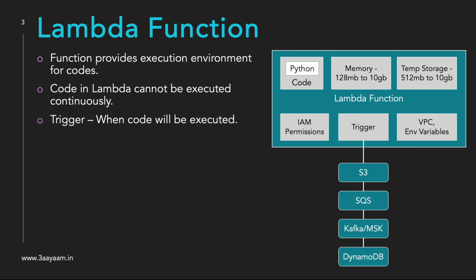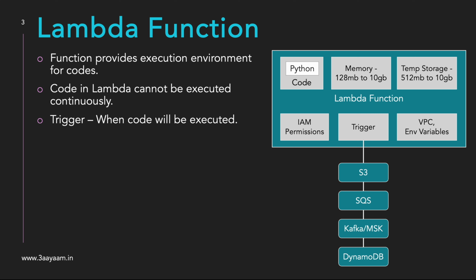The other trigger is SQS. Kafka or MSK is another trigger, and DynamoDB is another trigger. SQS and Kafka are more or less similar. In this case, whenever a certain number of messages are available either in SQS or in Kafka or MSK, then you want to do some processing, lightweight processing again, not distributed processing. So in that case, you can mention SQS and Kafka as Lambda function trigger also.